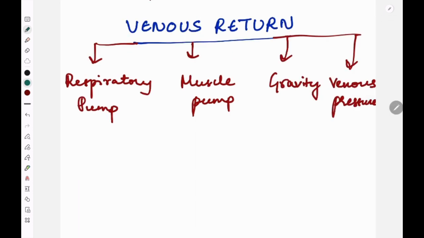So venous return is nothing but the amount of the blood returning to the heart from the different parts of the body. Venous return is nothing but the deoxygenated blood that is reaching the heart through superior and the inferior vena cava. That is about the venous return. So venous return is another important factor which is again contributed because of respiratory pump, muscle pump, gravity and venous pressure. So all these factors ultimately contribute in venous return. Whenever these factors come into action, at that time the venous return will be more. So let us study each factor in detail.